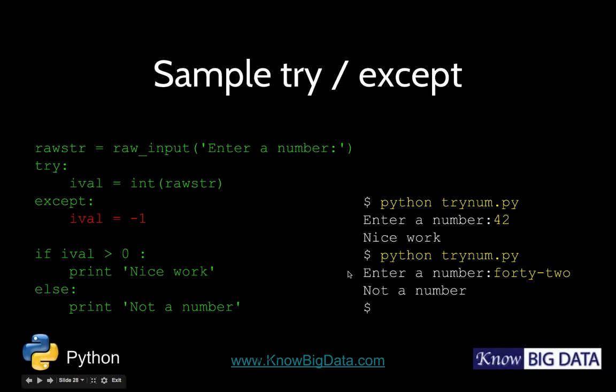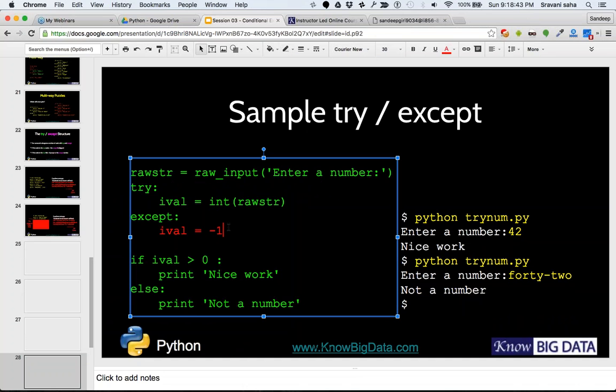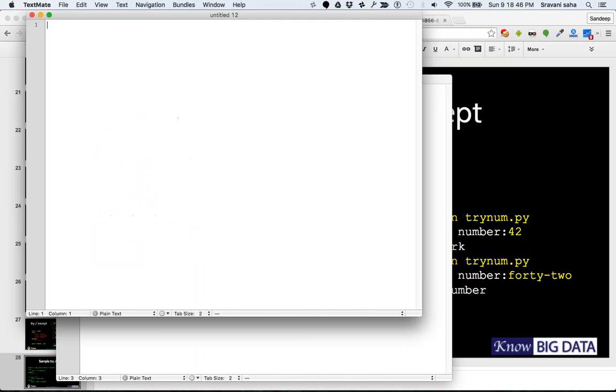Okay, so the raw string equals, you can see that we are reading a number from the user. We are trying to convert it into a number. Yes, Sekhar's question is, after it goes to the exception block, does the program continue as normal? Yes, that's right. Let me show you this example. Okay, let's try to do this.